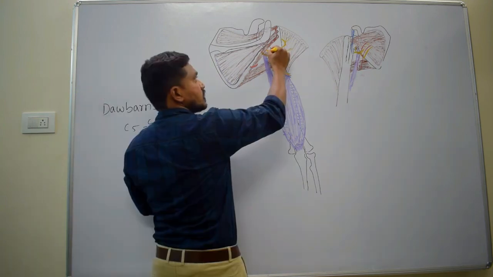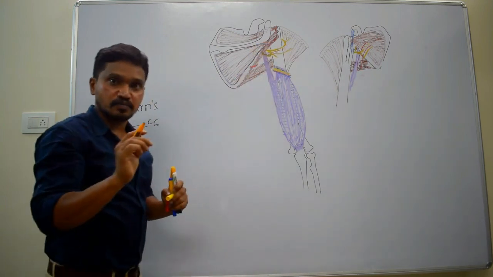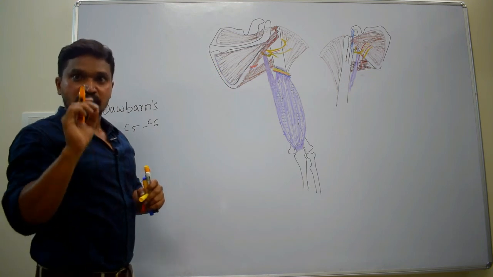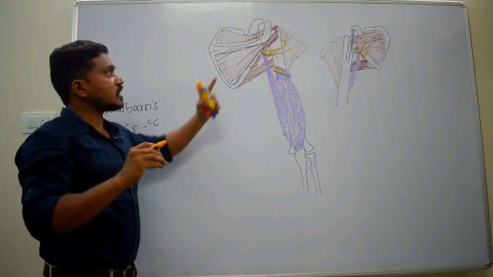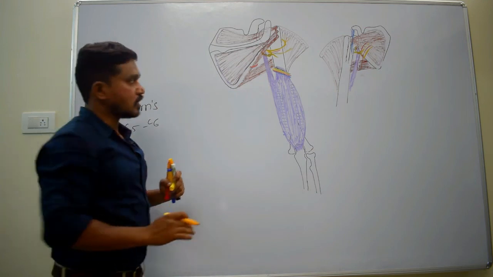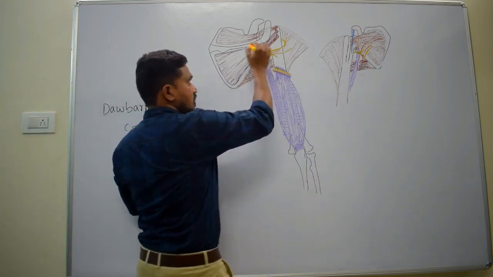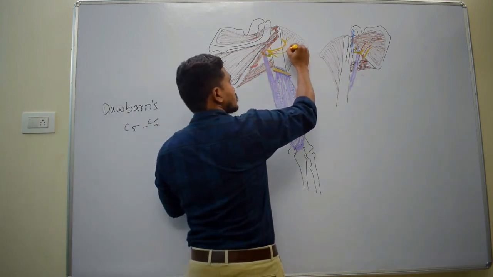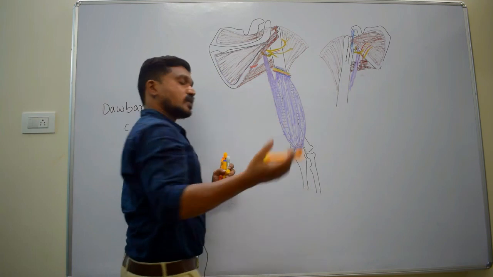So, the posterior division of the axillary nerve will give a branch to the teres minor muscle. That branch will supply the teres minor after the formation of the pseudoganglion, right? That is about the branch to the teres minor. Then the branch to the posterior part of the deltoid muscle will supply the posterior part of the deltoid muscle.